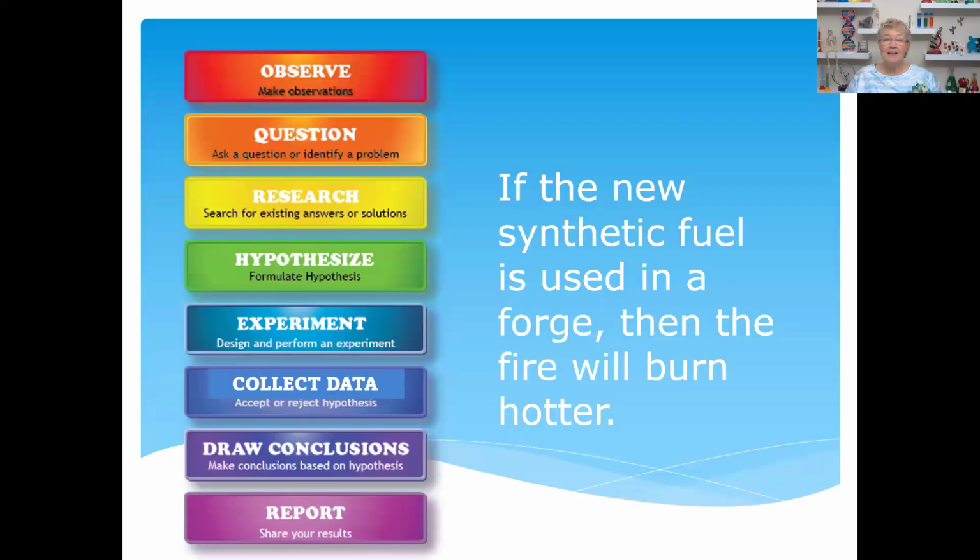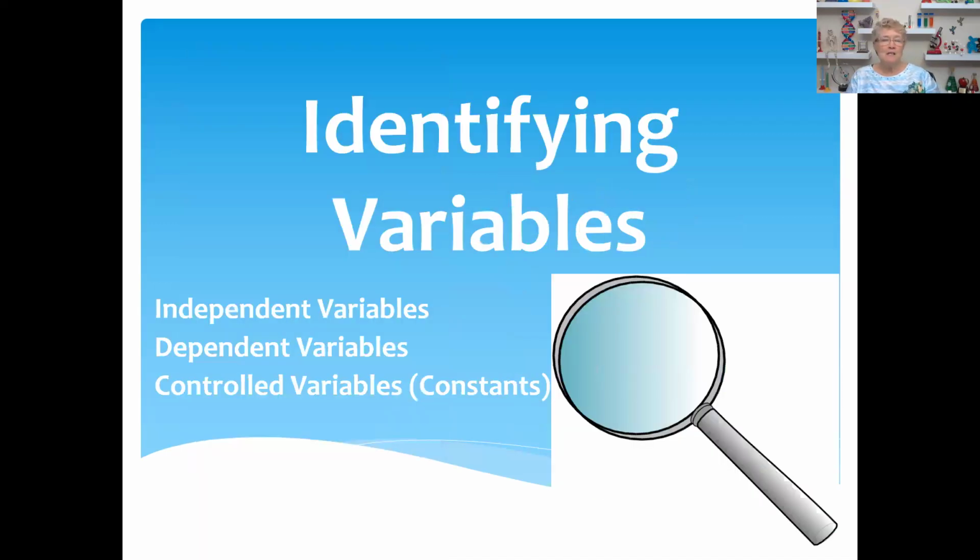All right. Now, the next thing we're going to do is the experiment. Writing our if-then hypothesis this way tells me what my experiment is going to be. This is the real magic of it. Tells me what I'm going to do. Use the new synthetic fuel. Tells me what I'm going to look for, the fire to burn hotter. All right. Now, part of the experiment is going to involve changing some things, but not changing others.